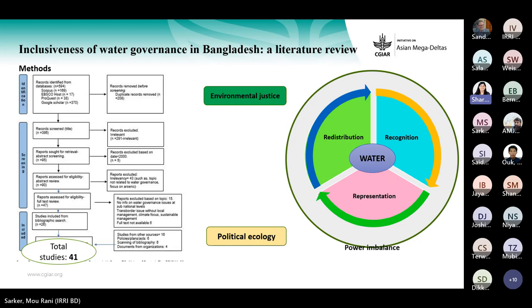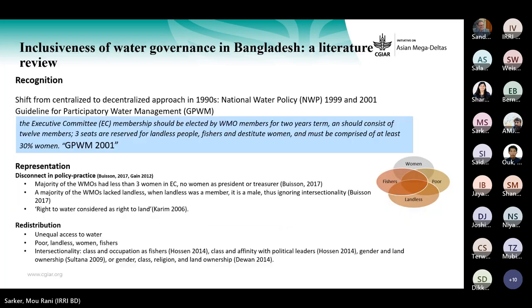However, we also believe that these dynamics are influenced by a lot of power dynamics across different levels. So to look into that, we also applied the political ecology concept to see how different power imbalances affect the recognition, representation, and redistribution of water space. It's a very detailed report. We can share the detailed findings later, but I just want to give a brief highlight.